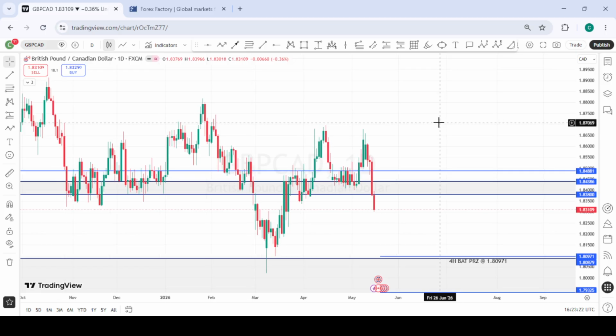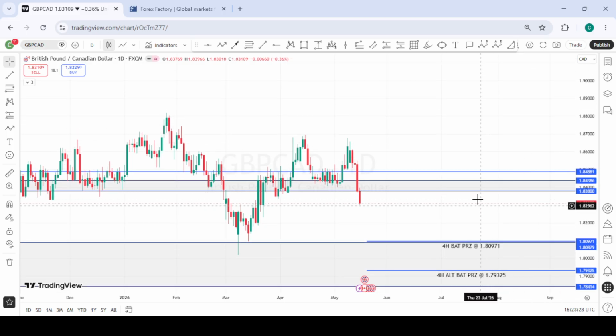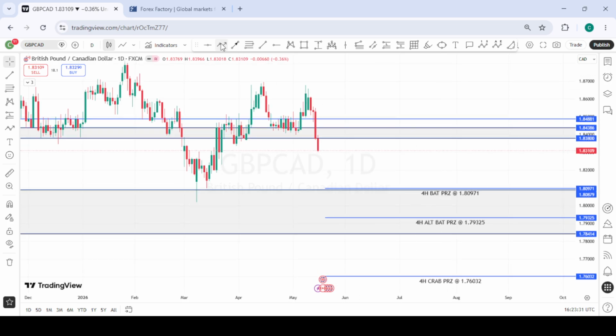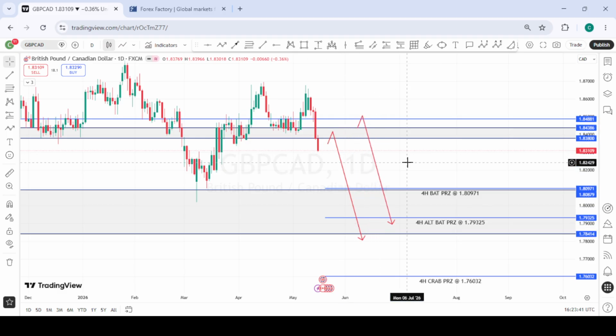This is GBPCAD, and GBPCAD has also shifted bearish on the weekly perspective and the daily perspective. So going into next week, what we'll be looking out for is a possible pullback into this area of interest. The very first one, we take our sells from there to the downside, or should price pull back a bit higher to the second zone, we'll still be interested in taking our sells from there.